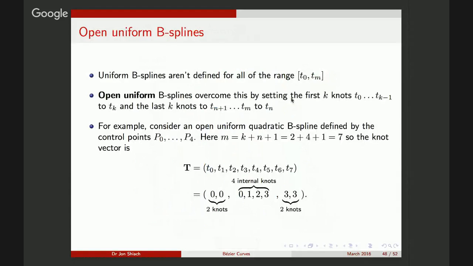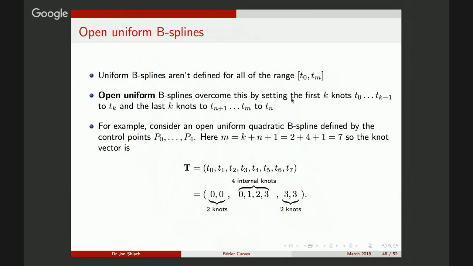To get over that, we can look at what we call open uniform B-splines. Uniform B-splines aren't defined for all of the range of our knots. It's only defined where we have at least 3 basis functions overlapping.